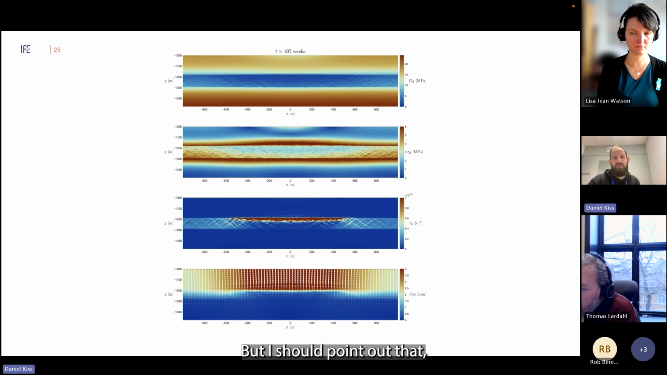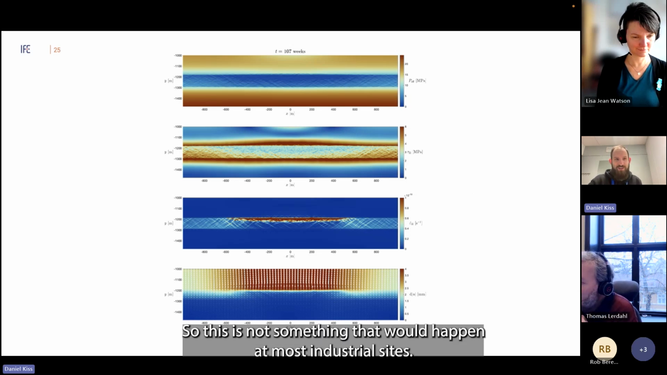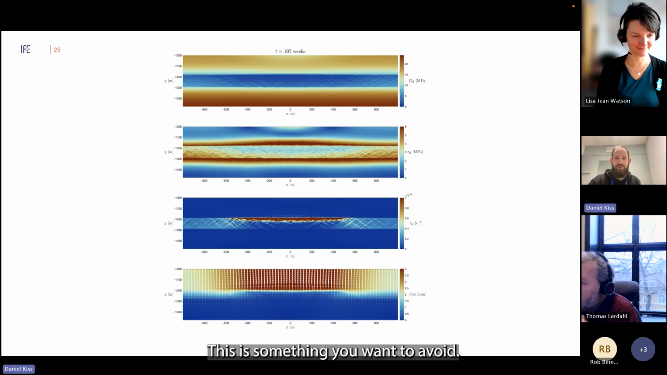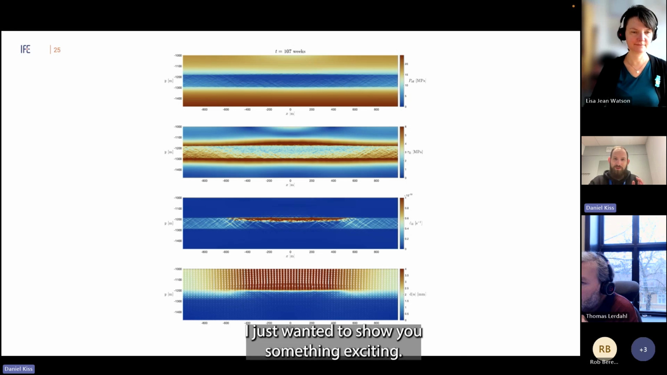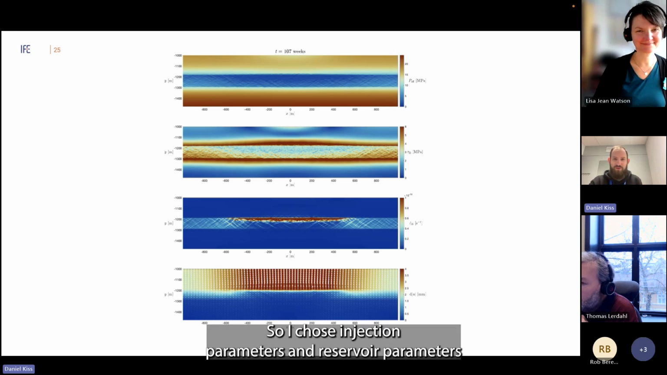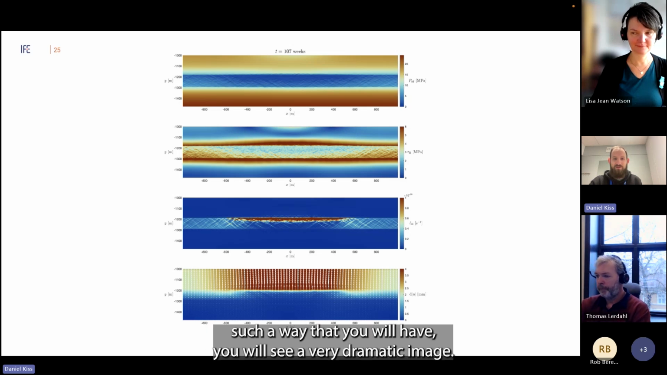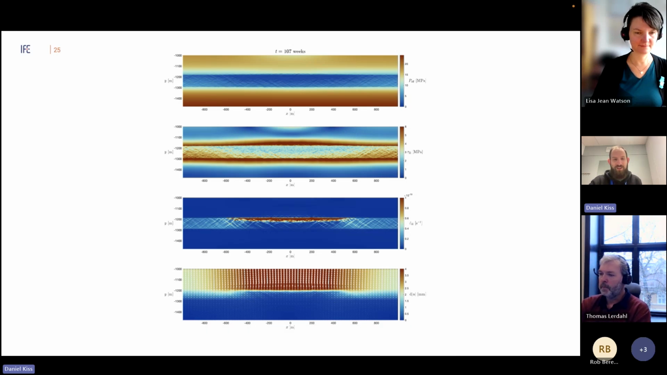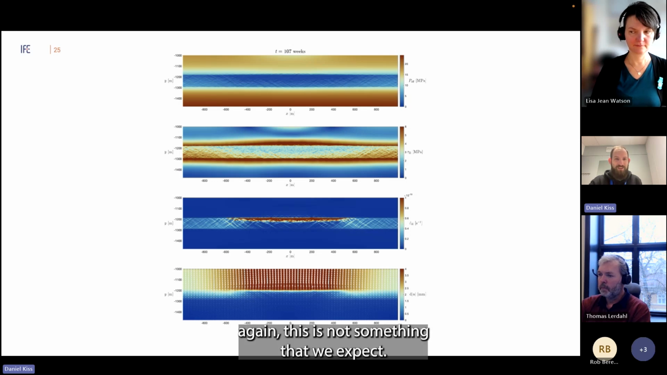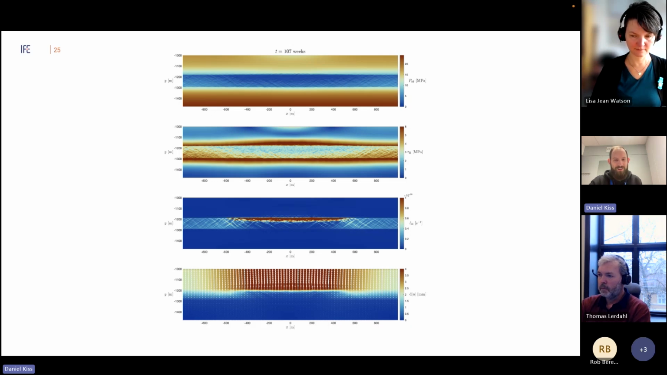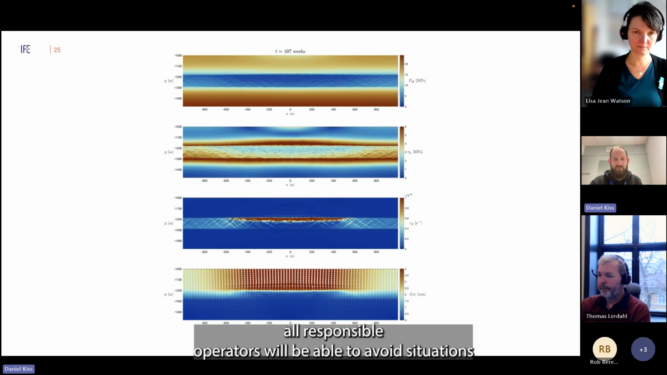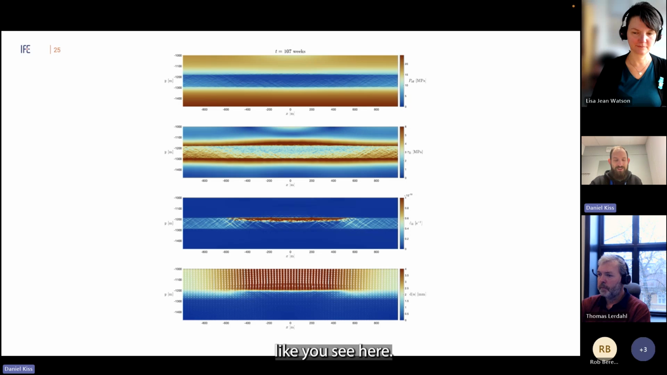But I should point out that I wanted to produce some dynamic figures. So this is not something that would happen at most industrial sites. This is something you want to avoid. I just wanted to show you something exciting. So I chose injection parameters and reservoir parameters in such a way that you will see a very dramatic image. So once again, this is not something that we expect. All responsible operators will be able to avoid situations like you see here.